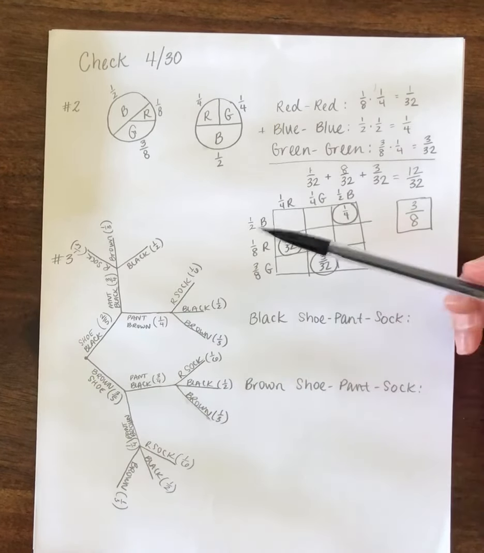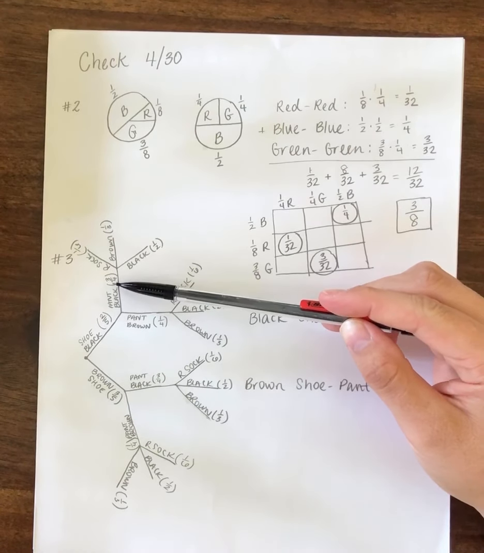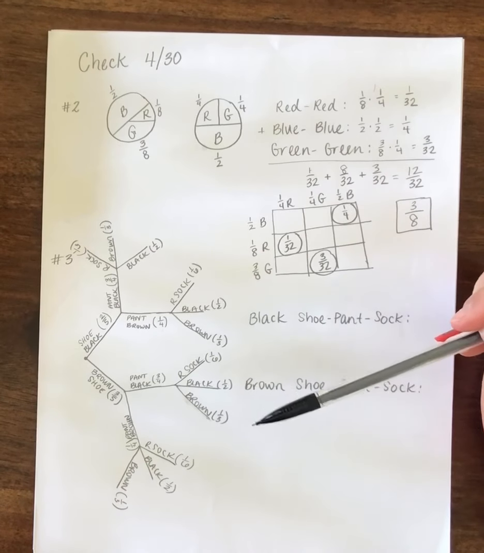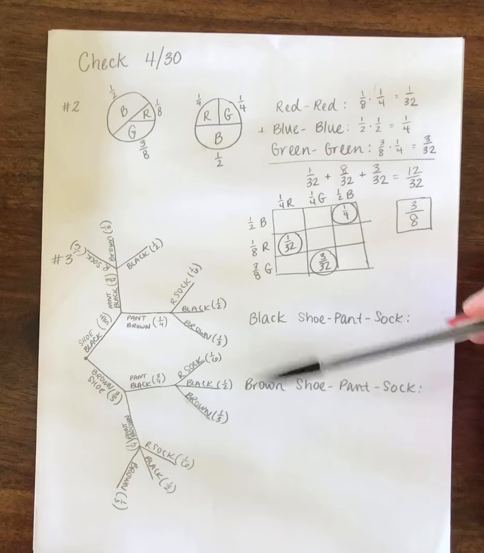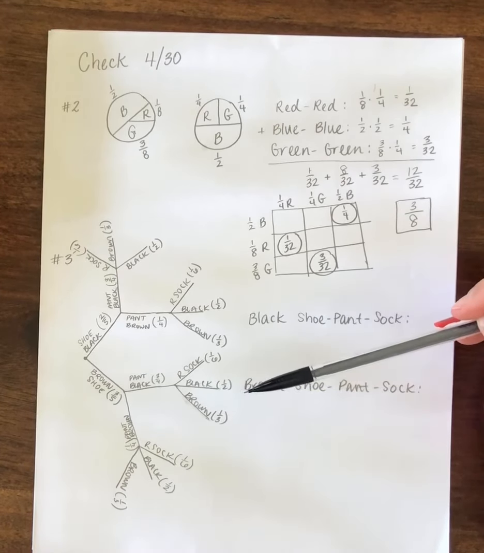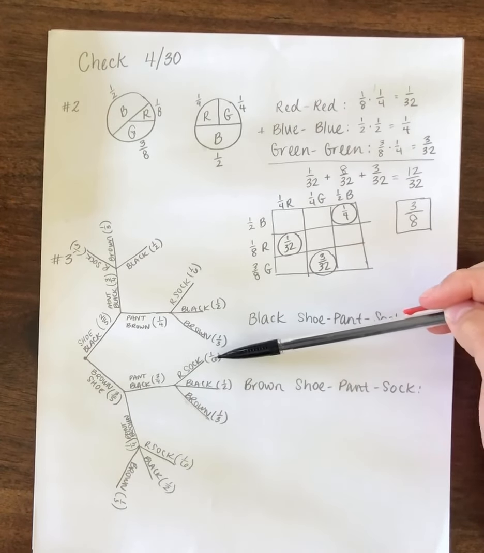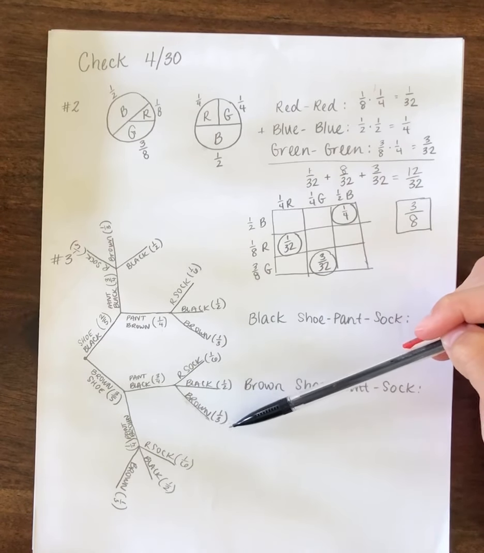For pants, you had 4 pairs of pants, 3 of which were black, 1 was brown. So for black pants, it would be 3/4. For brown, it'd be 1/4. And then finally for socks, this was probably the hardest part. There were 12 different pairs of socks, and 6 of them were black. So I simplified: 6 out of 12 is just 1/2. 2 pairs were red, so 2 out of 12 was 1/6, and 4 of the pairs were brown, so 4 out of 12.